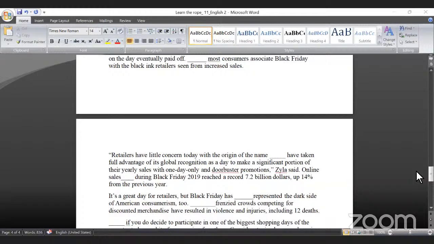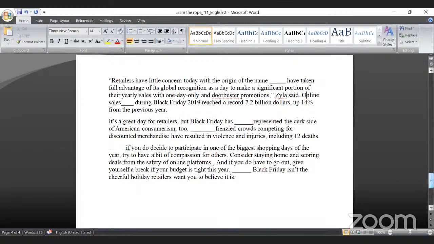Okay, it's a great day for retailers, but Black Friday has represented the dark side of American consumerism too. Again, adverb of focus. Another word you can use is another word of focus to add to what you are saying.